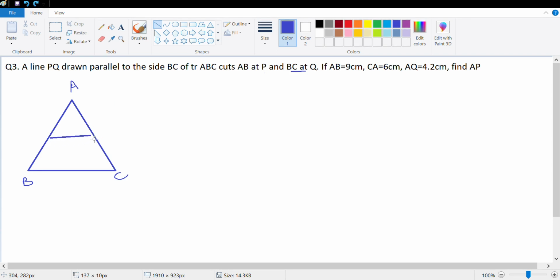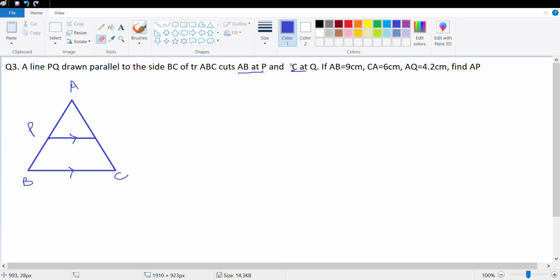Let me just draw a parallel line. So this is parallel, cuts AB at P. So this point is P and BC at Q. Oh, I've written this incorrectly. This can't be BC. It has to be AC.